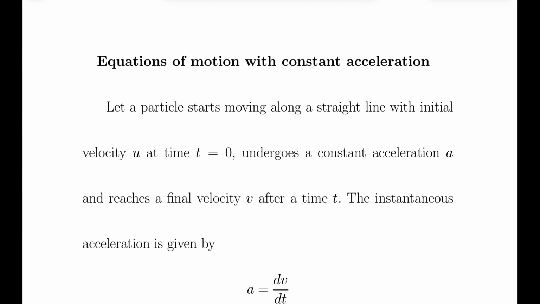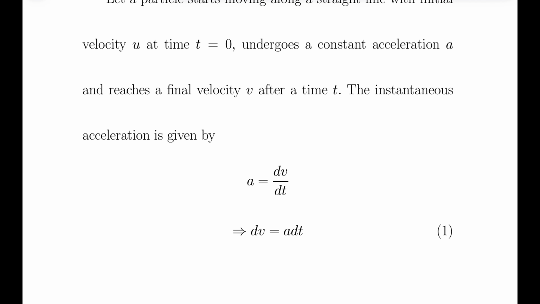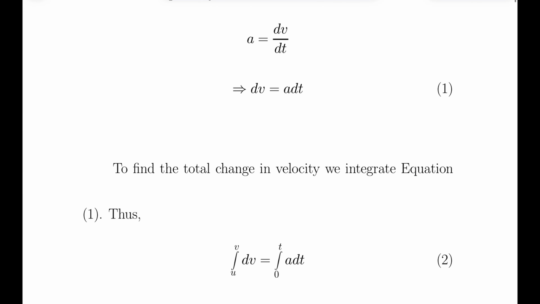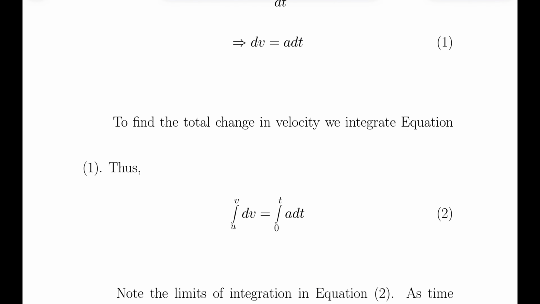Then the instantaneous acceleration is given by a equal to dv upon dt. This gives you dv equal to a times dt. To find the total change in the velocity, we integrate equation 1. Thus, integrating both sides of equation 1, we have the integral of dv, where limits vary from u to v.